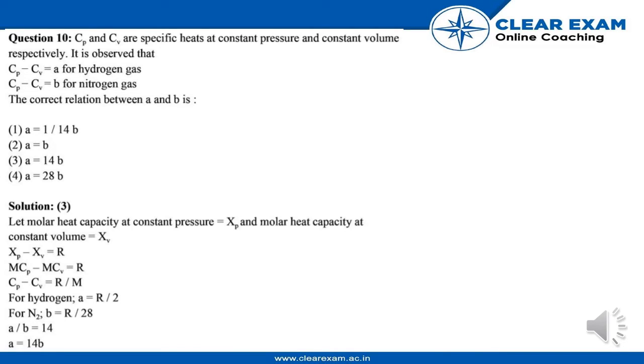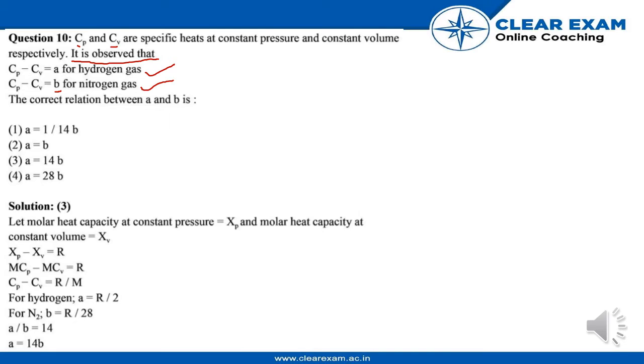The question is, Cp and Cv are the specific heats at constant pressure and constant volume, respectively. Now, it is observed that Cp minus Cv is A for hydrogen gas and Cp minus Cv is B for nitrogen gas. So we have to find the correct relation between A and B.